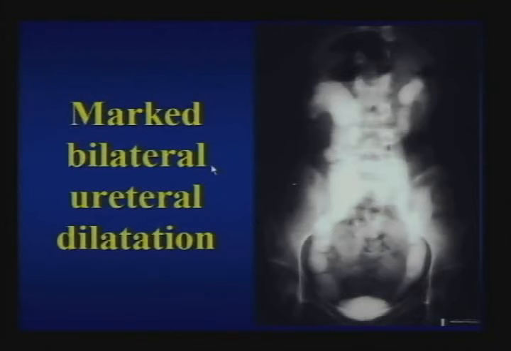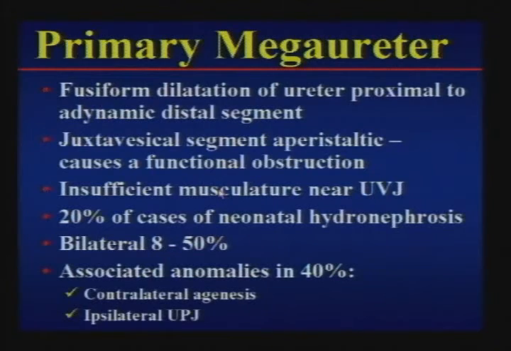Okay, this is an IVU, and we see marked bilateral ureteral dilatation. So going through your mind, you're thinking of reflux, you're thinking of blah, blah, blah. You're thinking of primary megaureter, which is what this is. I kind of remember it as the Hirschsprung's disease of the GU tract, where you have this juxtavesical segment, which is aperistaltic, and you get a functional obstruction with dilatation.